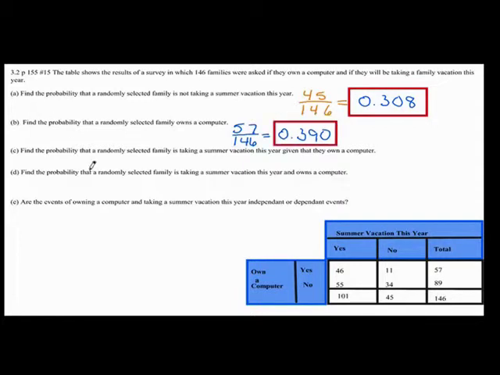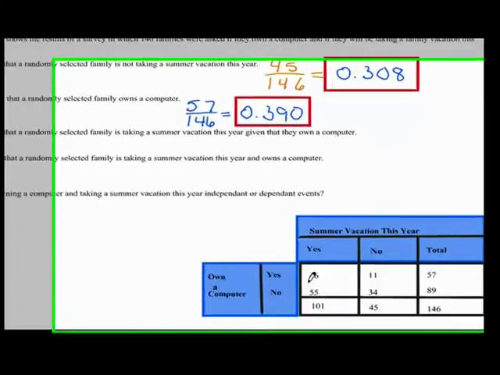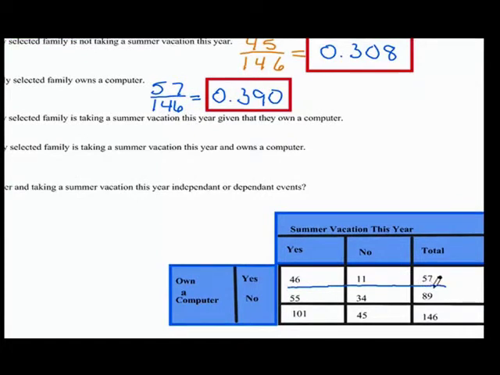For Part C, we're asked to find the probability that a randomly selected family is taking a summer vacation this year given that they own a computer. And that means that they are taking a summer vacation given, so summer vacation yes, given that they own a computer. So we're just looking at these people right here. So they're taking a summer vacation yes, given, you're only looking at the people that own a computer. So that's going to be 46 out of 57. And so we're going to divide that out, and in your calculator when you divide that out for Part C you get 0.807.